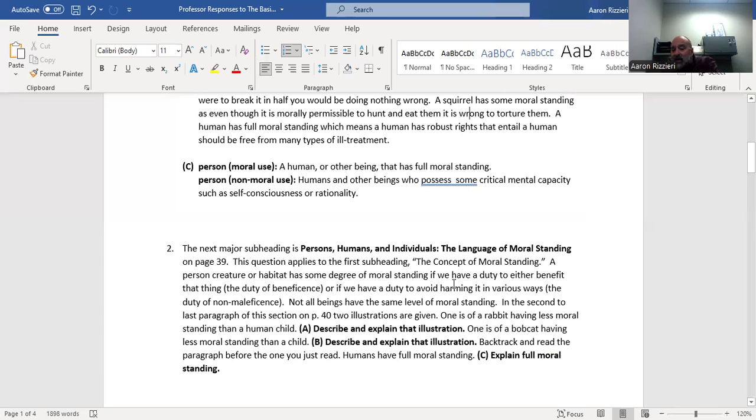Okay, and then there's actually two definitions of a person. I should probably rewrite the question. There's a moral use of the word person, and that's a human or other being that has full moral standing. So let me illustrate this.